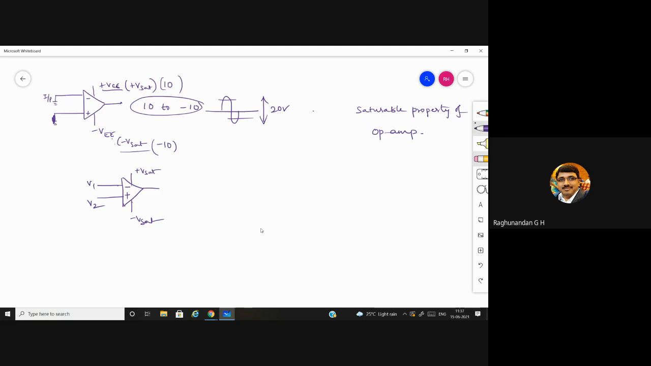both the terminals are given the input. So that's why both the inputs will be given at a time. That's why we call it a differential op-amp. It is known as the differential op-amp.